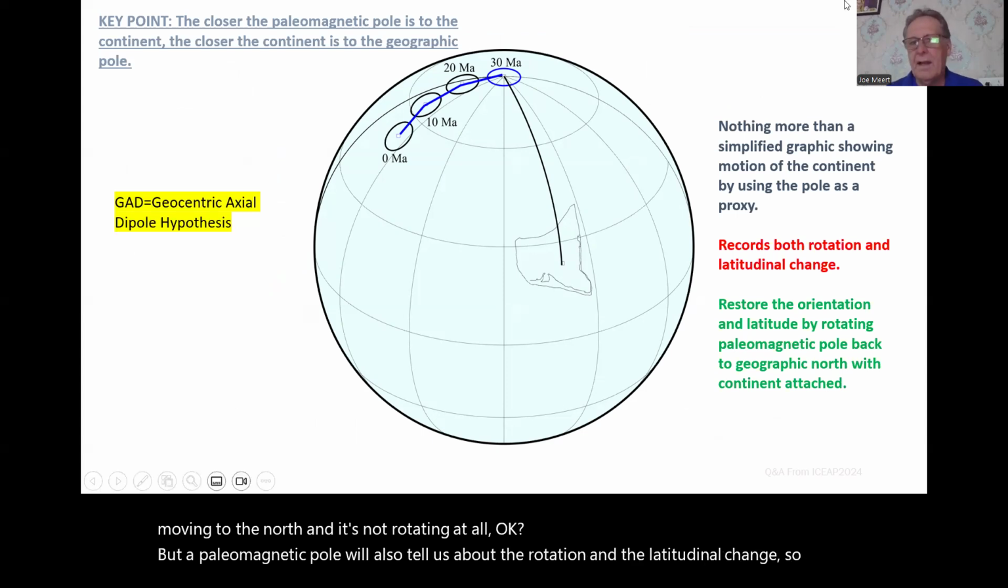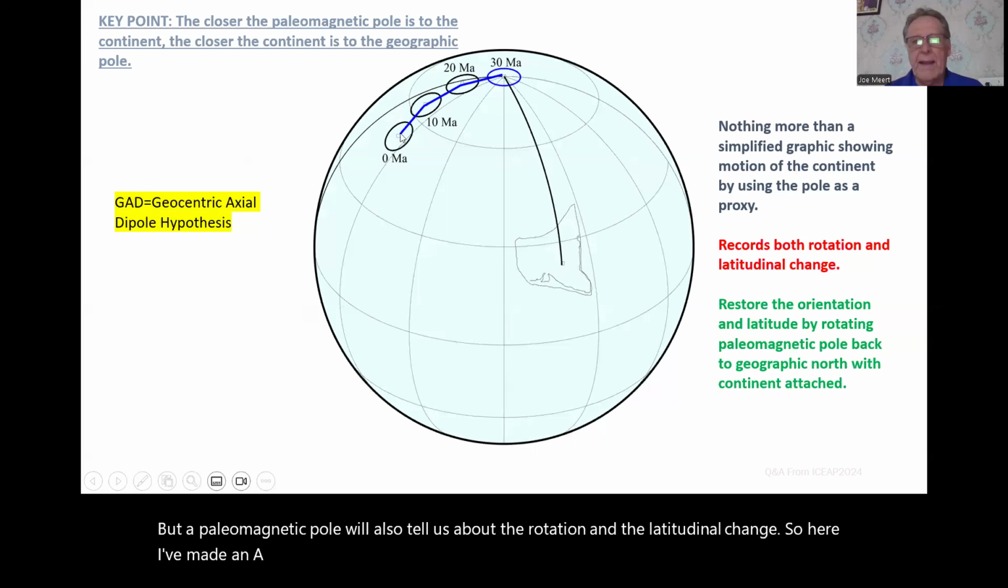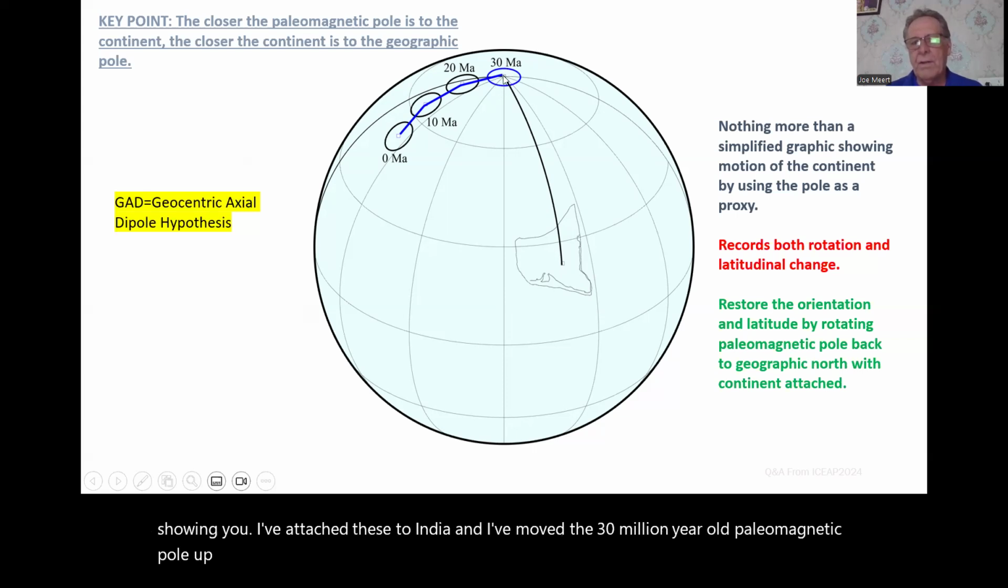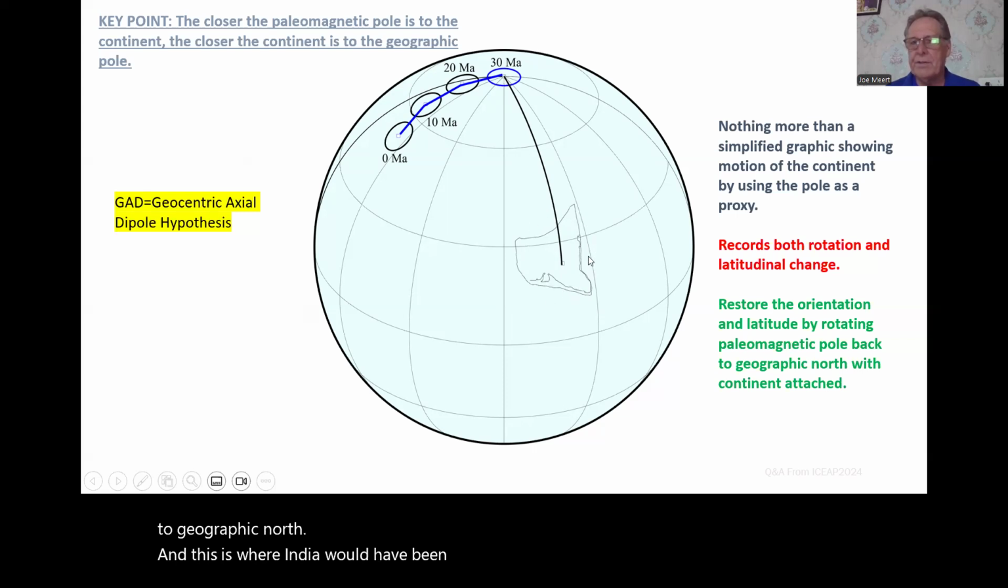So here I've made a scenario where I have paleomagnetic poles at 30, 20, 10, and 0. And I'm just showing you, I've attached these to India. And I've moved the 30 million year old paleomagnetic pole up to geographic north. And this is where India would have been 30 million years ago in this hypothetical scenario.